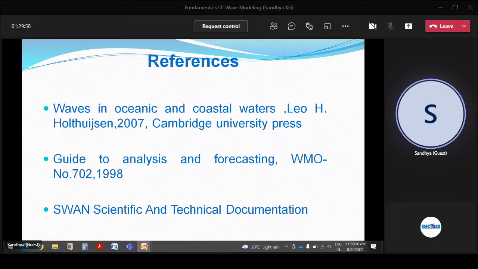Now these are the references. For most of the pictures, like the JONSWAP spectrum and the shape of the source and sink terms, I have referred to this first reference, Waves in Oceanic and Coastal Waters by Holthuijsen. This book has SWAN model as one chapter. For SWAN, if it is a coastal application, the SWAN scientific and technical documentation and user manual are available. Another reference is the Guide to Wave Analysis and Forecasting by WMO.